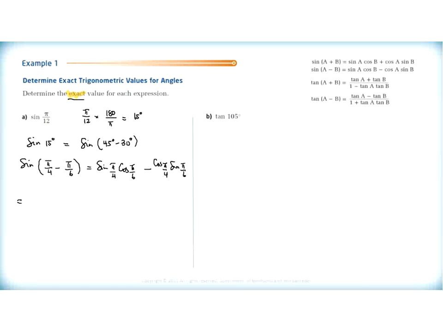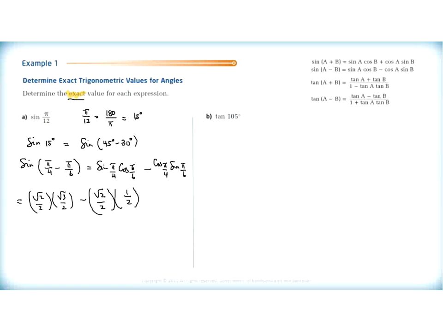The sine of pi over 4 you should know is root 2 over 2. The cosine of pi over 6, well, pi over 6 is 30 degrees. So again, you should know at this point that the cosine of pi over 6, being a reference angle of 30 degrees, the cosine is root 3 over 2. Subtract the cosine of pi over 4. Cosine of pi over 4 is root 2 over 2 as well. Times the sine of pi over 6. The sine of pi over 6 is 1/2.